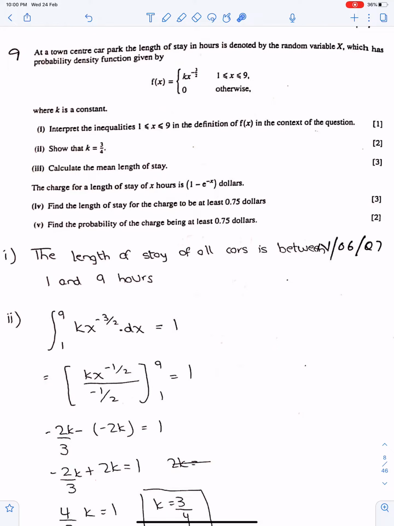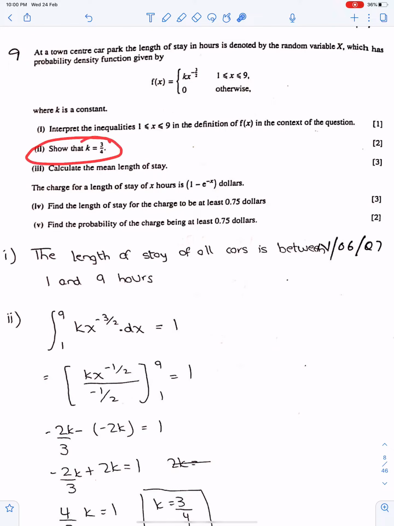What is this PDF? It says at a town center car park, the length of stay in hours is denoted by the random variable. So you should explain this in the context of the question. You should say this 1 to 9 means the length of stay of all cars is between 1 and 9 hours. Meaning all cars stayed between 1 and 9 hours.